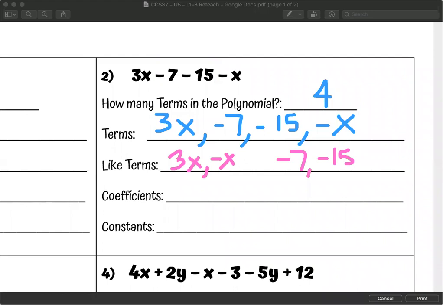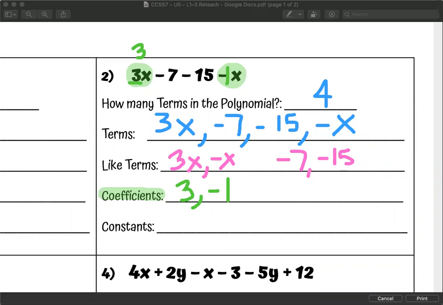Coefficients, I'm going to stick with my same color that I was using before to highlight. So I'm going to highlight my coefficients in green. So anything that has a variable in it. So this term has a variable. Negative 7, negative 15 doesn't, but negative x does. Since I have 2 terms with variables, there should be 2 coefficients. The coefficient of 3x is 3 because there are 3 x's. The coefficient of negative x is negative 1. Just negative 1, not x in there. So there were 2 terms with variables, there's 2 coefficients.